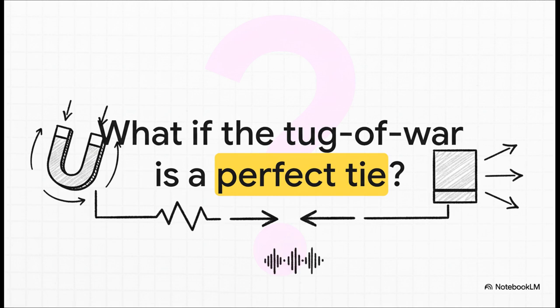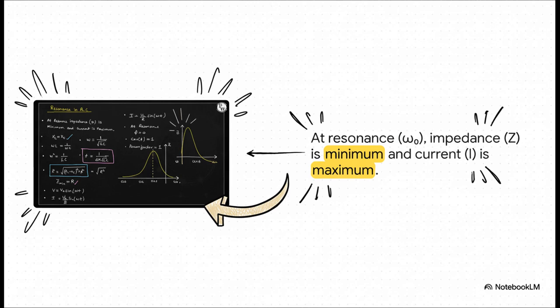It's called resonance. And just look what happens when we hit resonance at this one single special resonant frequency. You see it here as omega naught. The graph shows the total opposition. The impedance just plummets. It hits its absolute minimum. And when the opposition is at its lowest, what do you think happens to the current? It shoots up to its absolute maximum. The circuit becomes unbelievably efficient, but only at that one frequency.